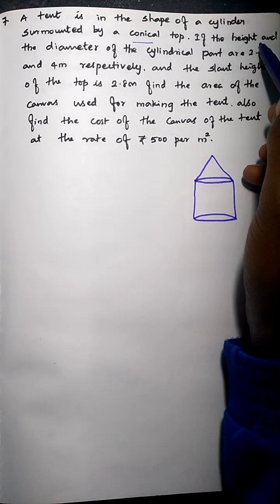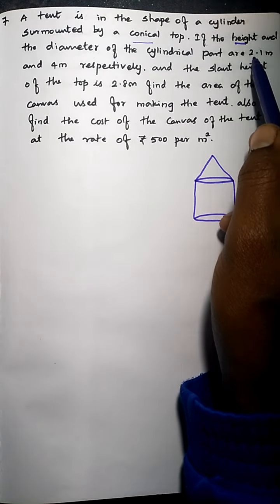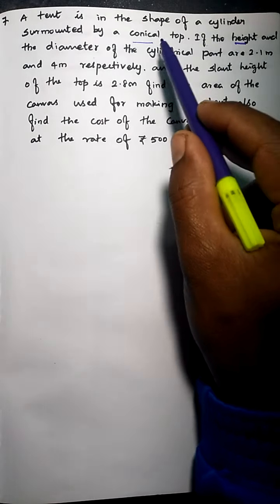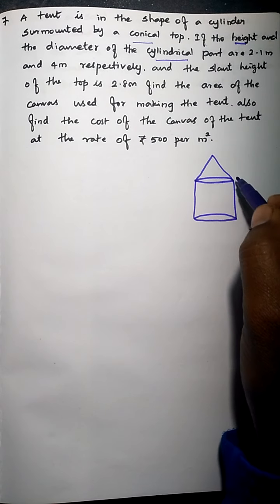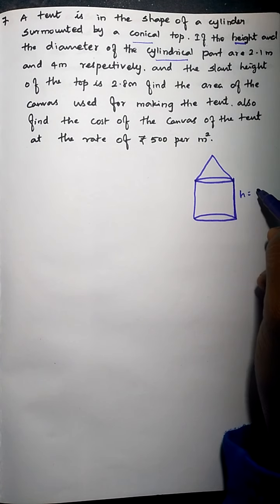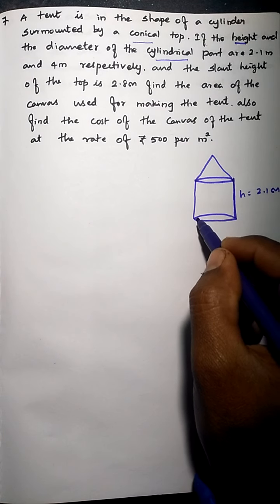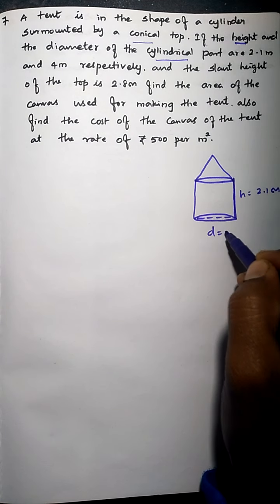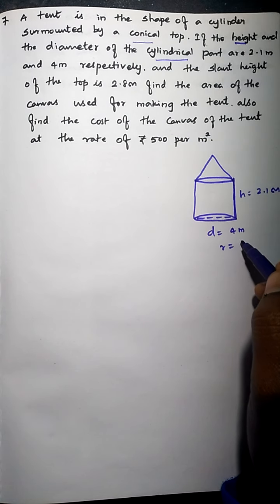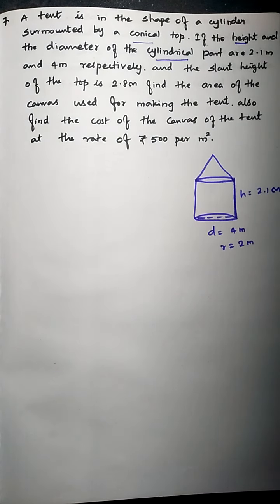If the height and diameter of the cylindrical part are 2.1 meter and 4 meter respectively. See, the height and diameter of the cylindrical part only is given. So first one only represents height. So height is equal to 2.1 meter, and diameter is given. This is the diameter. D is given how much? 4 meter. Then the radius will be 4 by 2. If you divide, you will get 2 meter is the radius.